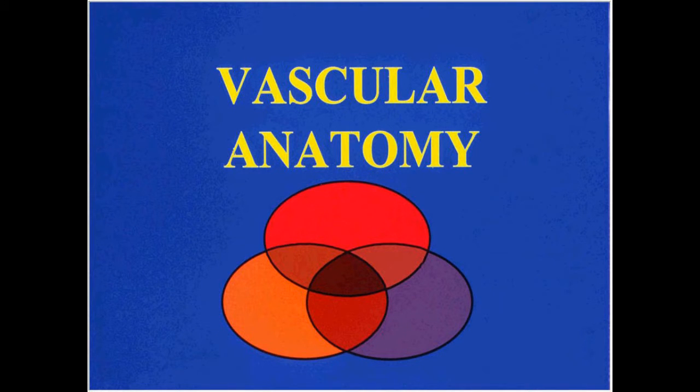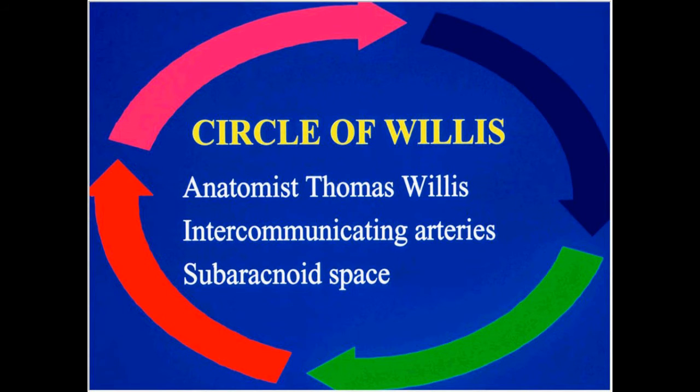Okay, so let's talk about intracranial anatomy. We talked about the vessels leading to it, and we're going to talk a little bit about the circle of Willis. The circle of Willis was identified by Thomas Willis, who found this intercommunicating set of arteries in the subarachnoid space. Now, this is kind of important because we have a lot of different types of blood that happens in the brain. So you have intraventricular hemorrhage, intracerebral hemorrhage, epidural hemorrhaging. None of those cause vasospasm. Only subarachnoid blood will cause vasospasm.